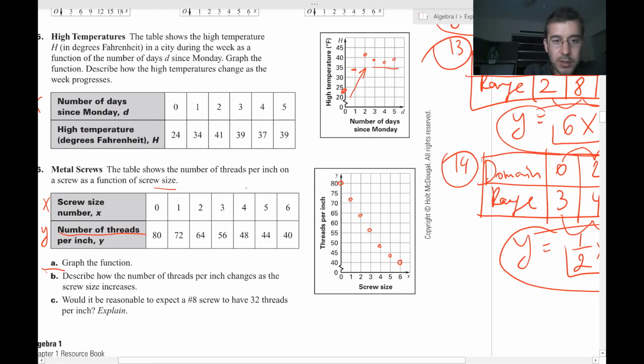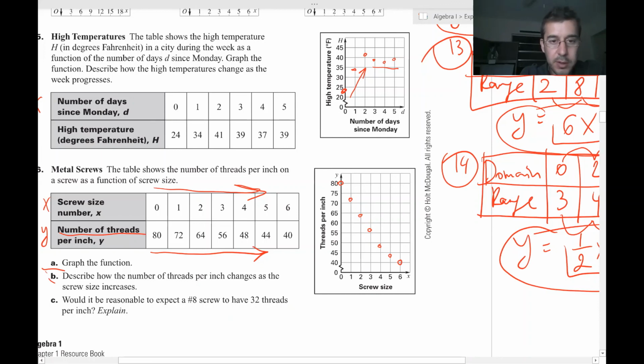So as the screw size increases, 0, 1, 2, 3, 4, 5, 6, the number of threads decreases, right? From 80, 72, 64, 56, 48, 44, 40. Okay, so as the screw size number increases, the number of threads decreases. Okay, that's B. And then C, would it be reasonable to expect a number 8 screw to have 32 threads per inch?